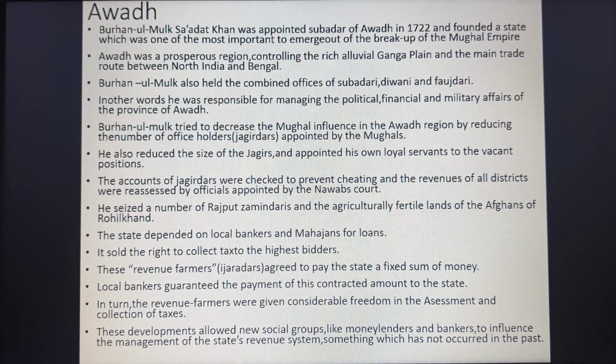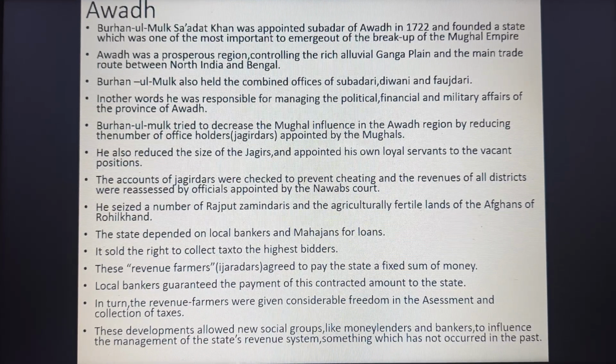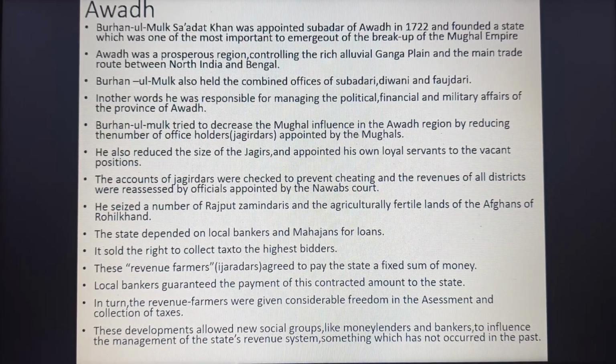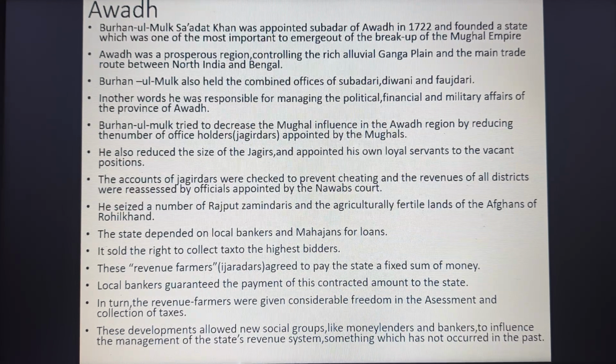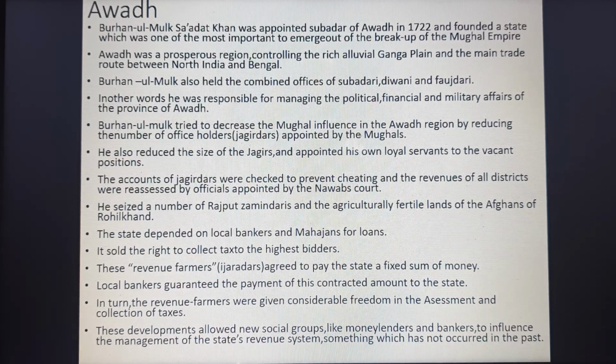Burhanul Mulk tried to decrease Mughal influence in the Awadh region by reducing the number of office holders, the Jagirdars, appointed by the Mughals. Now he was not under Mughal control, so the Jagirdars who were there, he sent them to different places, to Orissa and other places, and told them there was no need to look after this, a limited number of people would look after these things, and the Mughal officers who had come may go back to Delhi again.